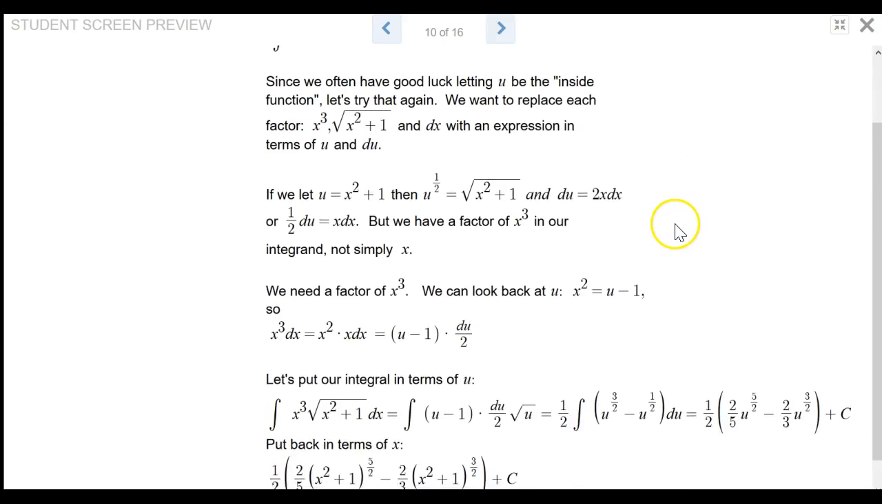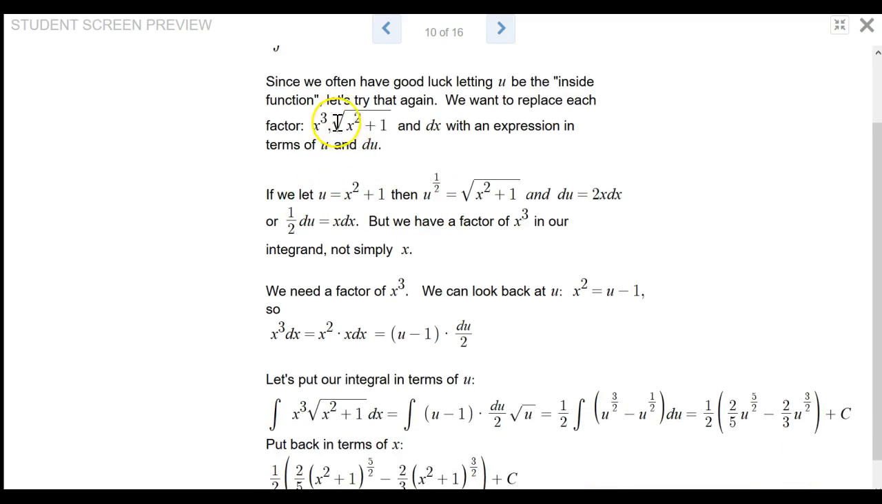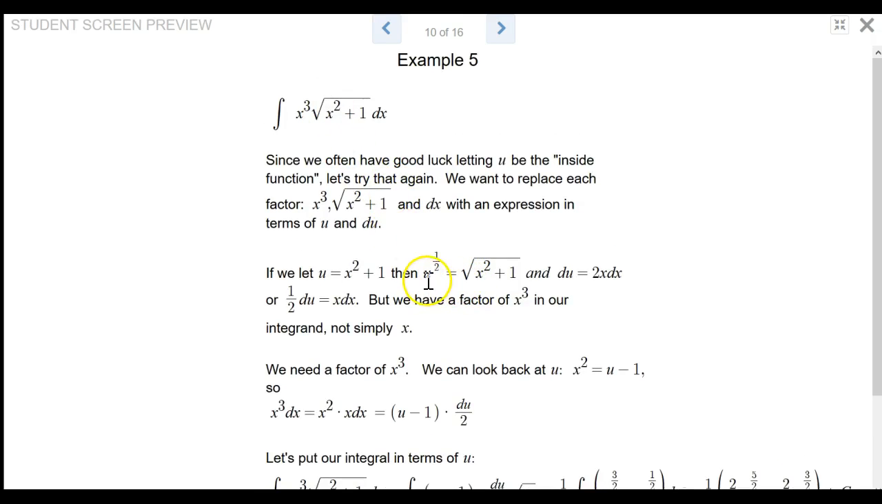Here's another example. It's a little more complicated. So again, we've had good luck with whenever we have an inside function letting that be u. So let's try that. So if we let u equal x squared plus 1, then how do we find dx? Well, how do we find du? Du is 2x dx, right? So then I would have u to the 1/2 replaces this square root. I have 2x dx is equal to du, which means 1/2 du is equal to x dx.